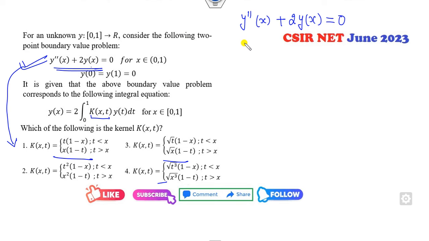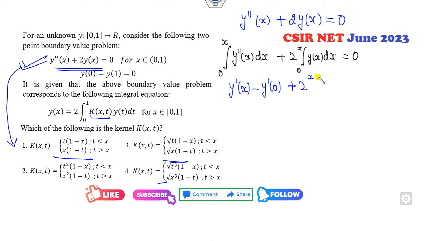y double dash x dx plus 2 times the integral from 0 to x of y(x) dx. So what is the integration of this? y dash x from 0 to x. That means y dash 0 plus, this is no integration, so I can write this as 2 times the integral of y(x) dx. What is y dash 0? It is not given to you, so I can assume y dash 0 is a constant called alpha. Fine, so I can write this number as my alpha.